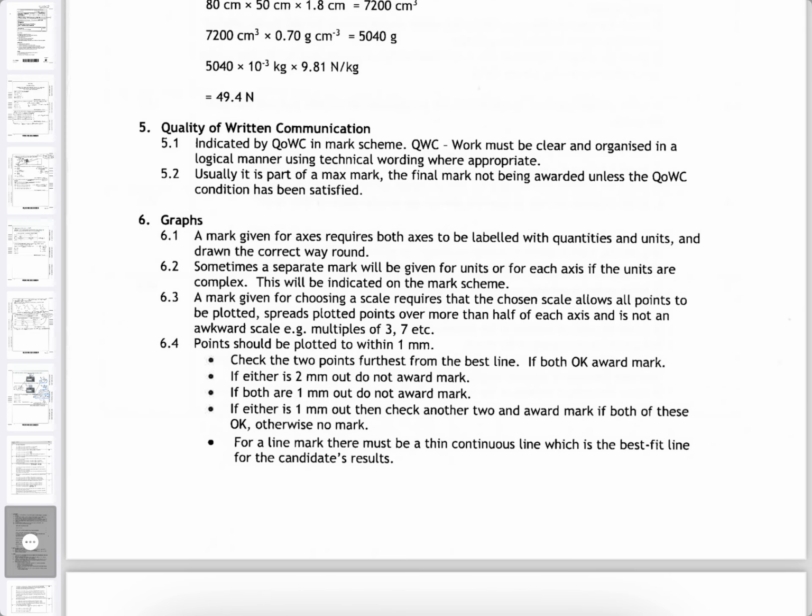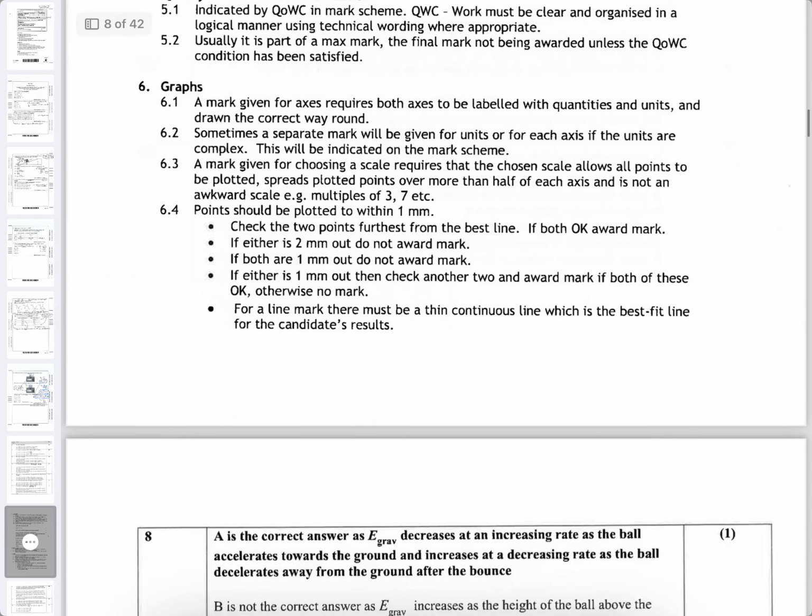If you've got a graph, it gives you some good advice in here about how it gets marked and how you should make sure you choose a sensible scale. It tells you never to use multiples of 3 or 7, and obviously 9 I wouldn't use. I would try to stick to 1, 2, and 5, those kind of multiples.